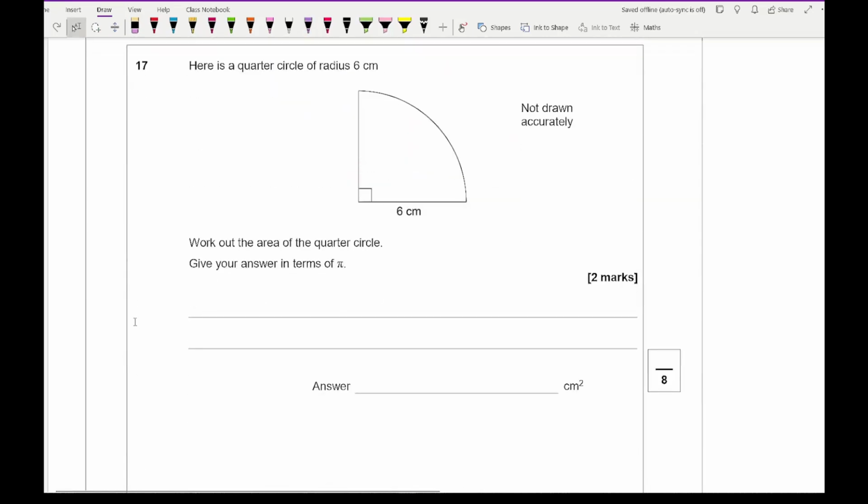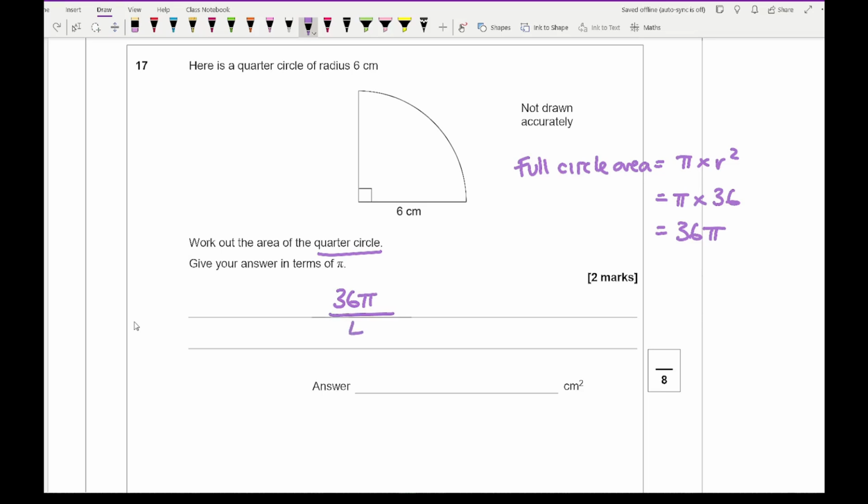Moving on to question 17, it says here is a quarter circle with a radius of 6 centimeters. Work out the area of the quarter circle. Give your answer in terms of pi. Now, in terms of a full circle area, well, the formula is pi times r squared. Now, here the radius is 6, so the full circle is going to be pi times 36, which written in terms of pi is 36 pi. However, I've only got a quarter of that, so I then need to divide that by 4. So 36 pi divided by 4.